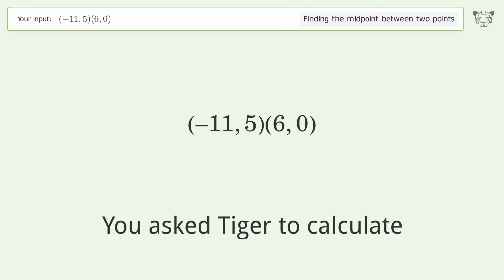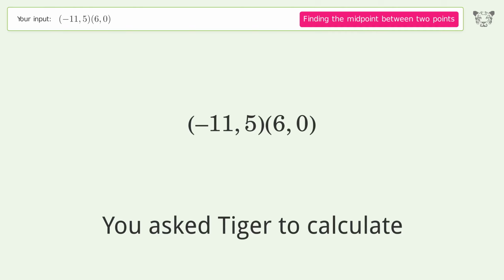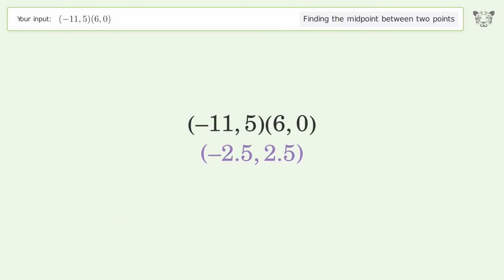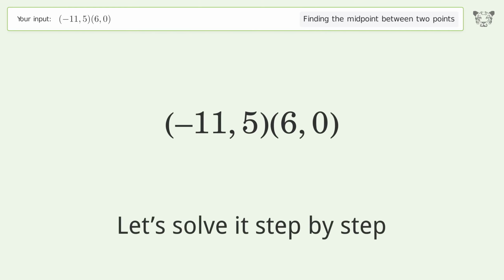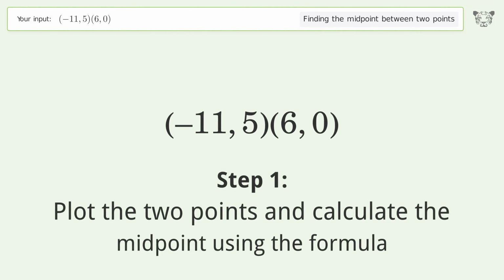You ask Tiger to calculate. This deals with finding the midpoint between 2 points. The midpoint between the 2 points is negative 2.5, 2.5. Let's solve it step by step. Plot the 2 points and calculate the midpoint using the formula.